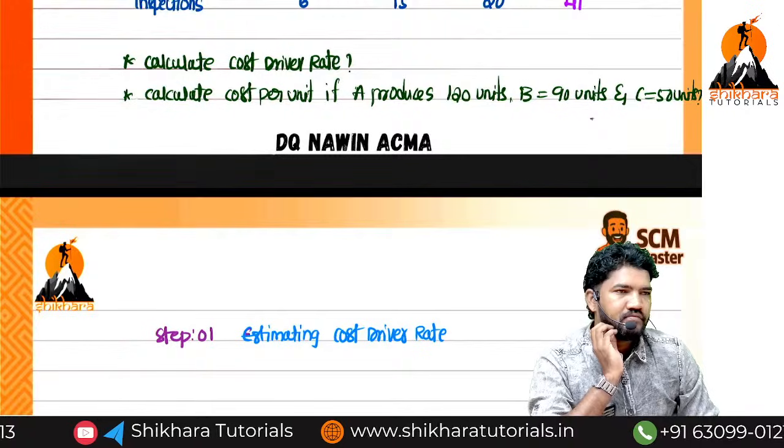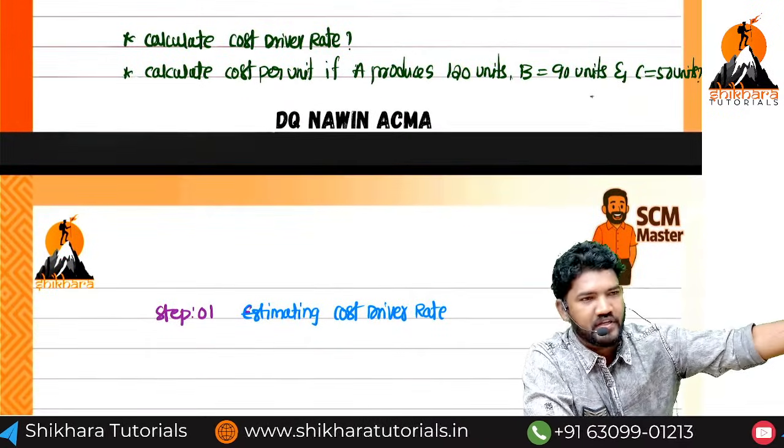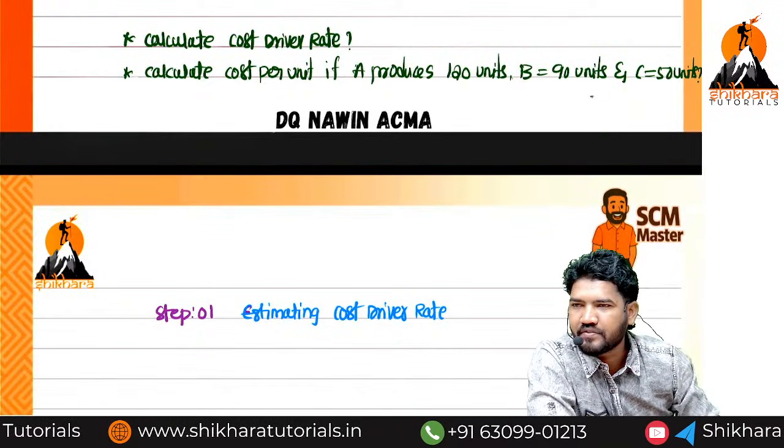Can I start? So add these points, units also, because question 2 they are asking cost per unit calculation.